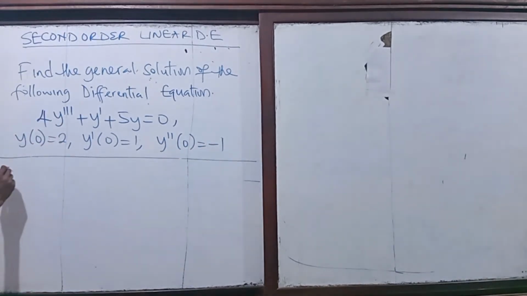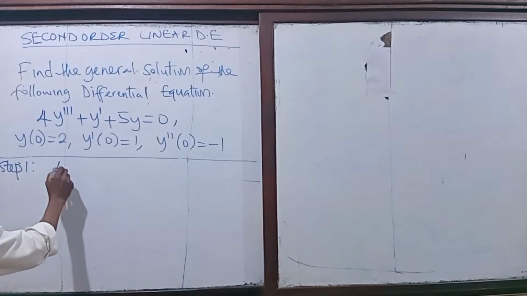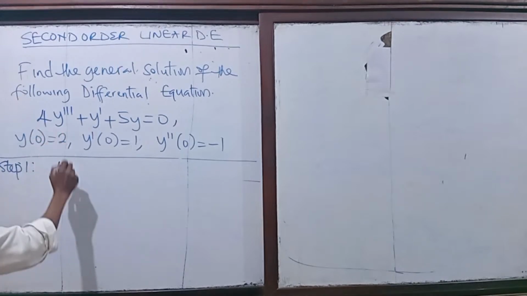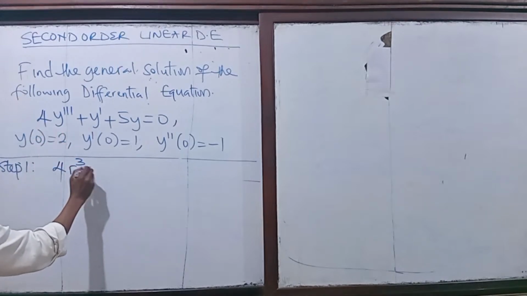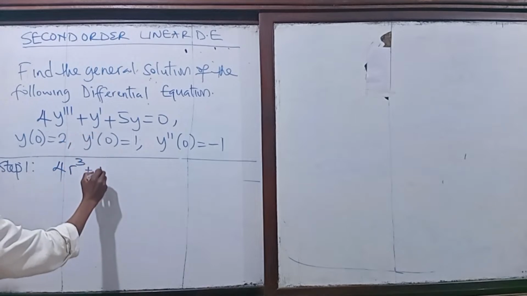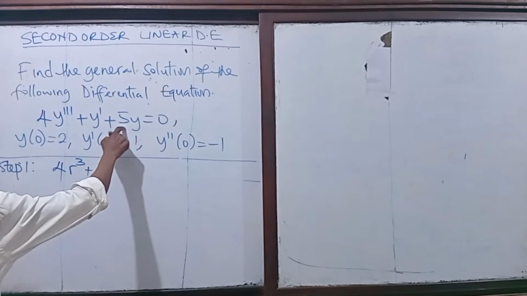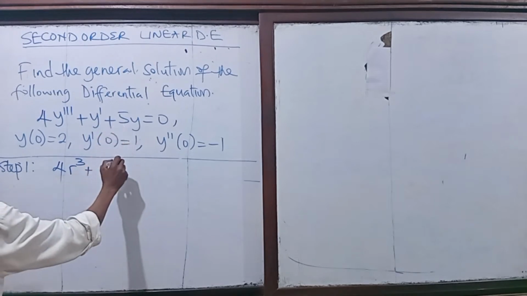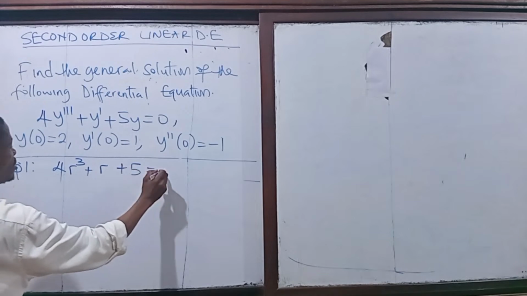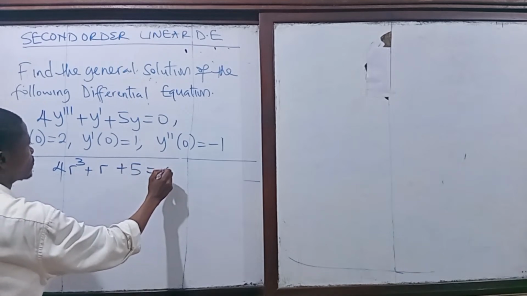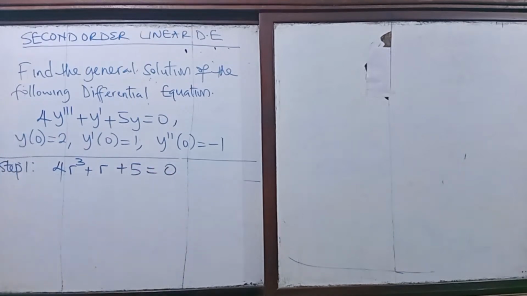Let's see step 1, the auxiliary equation, which will be equal to 4 times r cubed, that's the third differential, plus r, this one is the first differential. So when there is no differential, you just write the constant coefficient, which is 5, equal to 0. So that's what we have there. Let me check the question again.